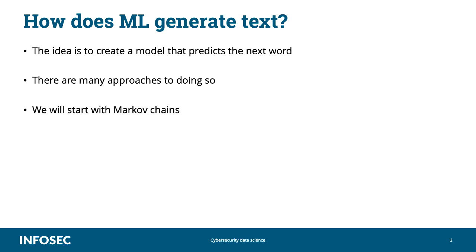So if your model predicts the 10 most likely words to continue the sentence you've started, then you can sample those according to its probabilities and continue the sentence. There are many approaches to doing so, ranging from very simple to more sophisticated deep learning based approaches. With simplicity, ease, and speed in mind, we're going to discuss Markov chains.